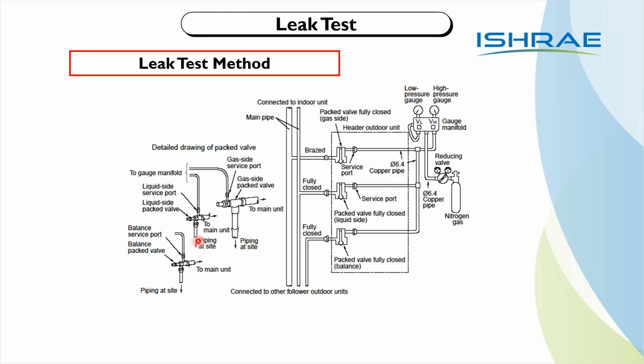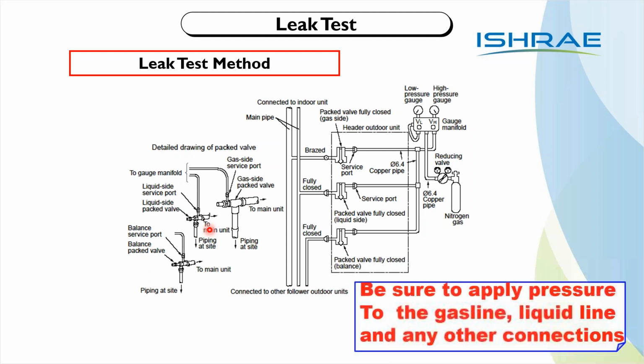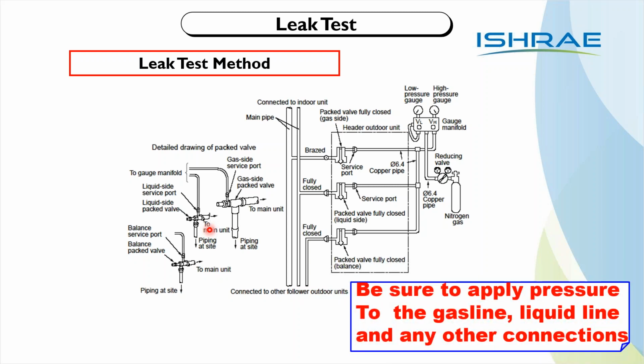So make sure when you do the pressure testing, you check for leaks in your valve stems and your glands here. Wherever there's a valve, you will have a gland. Make sure that you do pressure testing there, or you do soap spotter and bubble testing there at the glands. Then be sure to apply pressure to the gas line, liquid line, and any other connection.